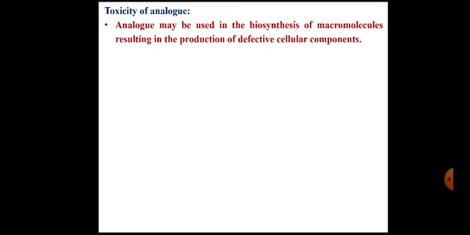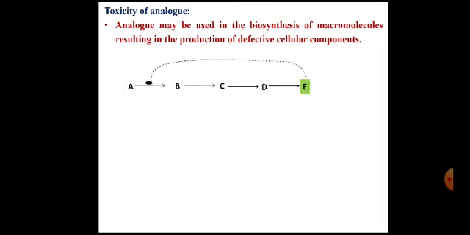Generally amino acids are used in the making of proteins. So if instead of that amino acid, an analog of the amino acid is added to the medium, then that analog will take the place of that amino acid, and it will get incorporated into the protein, and that protein will be a defective protein, and due to production of defective protein the organism will die. So that is the one mechanism.